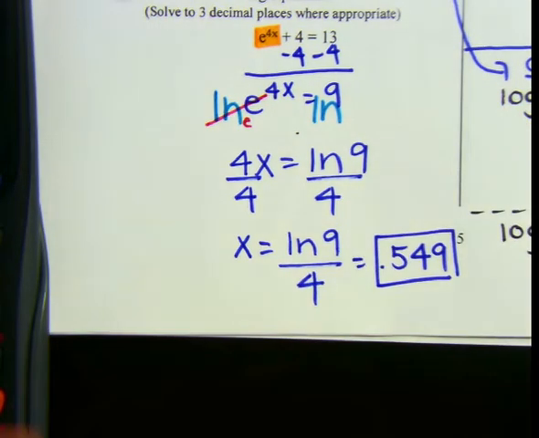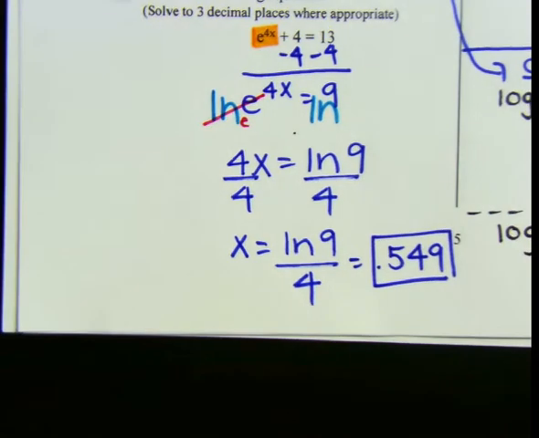Okay, so 0.549. Make sure you know how to enter this into the calculator. Okay, moving on to 24.